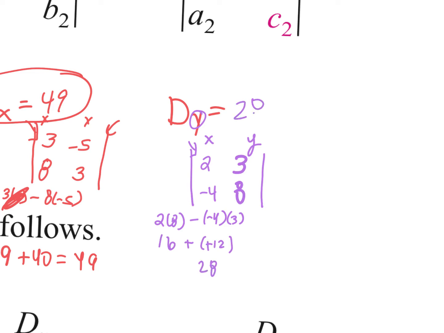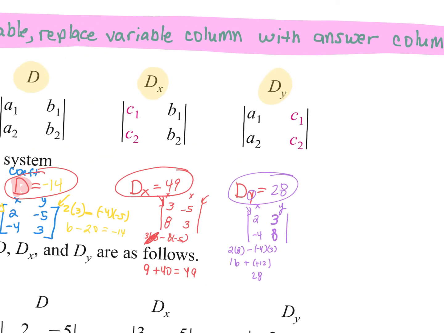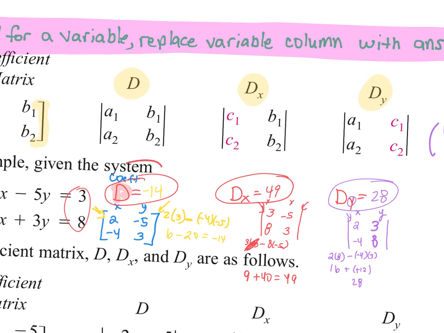Okay, so now you guys are like, okay, what was the purpose of this, right? Well, think about this. I have 2 variables, right? So my answer is going to be an ordered pair. It's going to be an X and a Y. What was your D sub X value? 49. 49, good. Write that down. Comma, what was your D sub Y value? 28, all right. And what we do with that is we divide everything by the coefficient determinant.